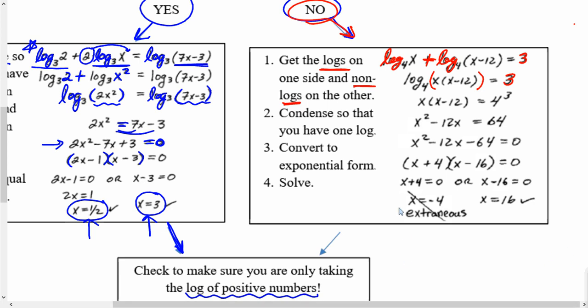Once I have that, I'm going to convert into exponential form. Remember, when converting into exponential form, the base of the logarithm, which was 4, is going to stay the base. The 3, which used to be by itself, will now be up here in the exponent. And whatever was on the inside is now going to be by itself.